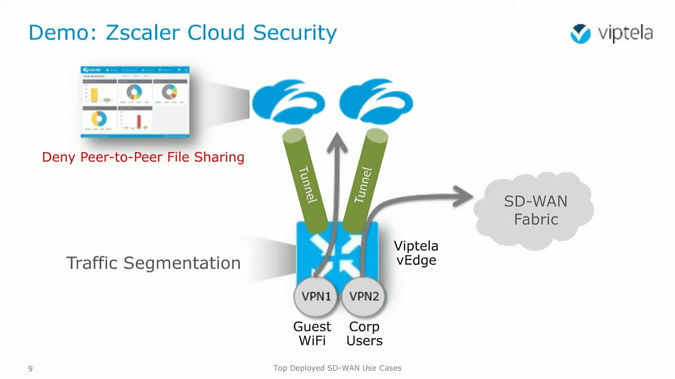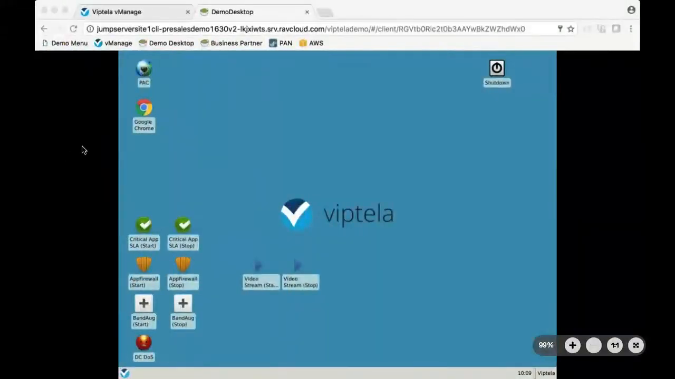Right now, the traffic segmentation is performed on the Viptela vEdge device. The security policy is enforced on the Zscaler cloud security. Now, what we have is a deny peer-to-peer file sharing policy from the Zscaler, which prevents access into, let's say, sites such as BitTorrent, and that would be your way of kickstarting the peer-to-peer file sharing, right? So let's get into the actual demo.